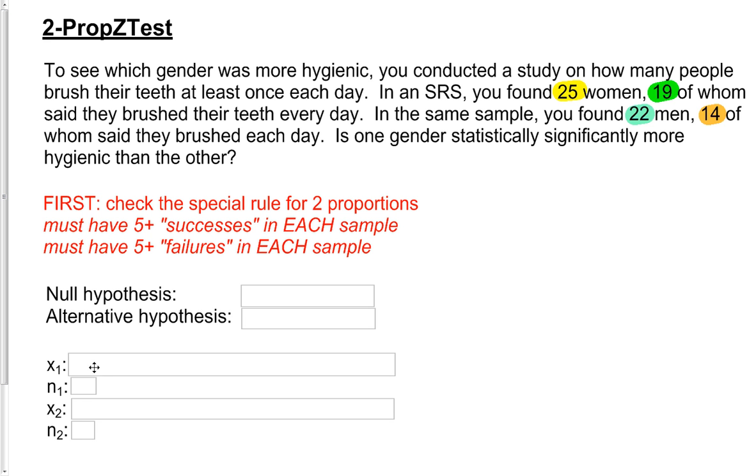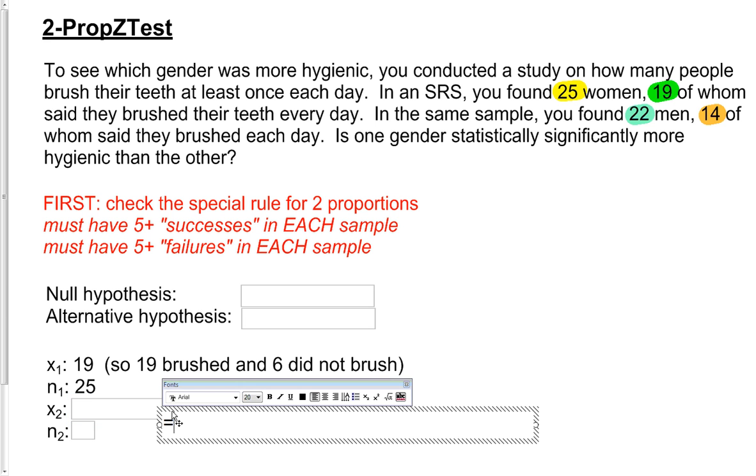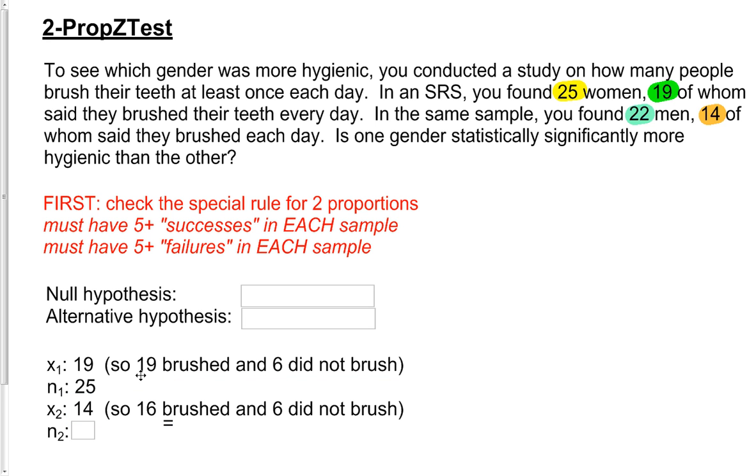Let's get our numbers down right away. Our x1, we're going to say is 19 of the women brush their teeth, which means that if n is equal to 25, 6 did not brush their teeth every day. In the group of men, we have 14 brush their teeth every day, and then 6 of them did not, which gets us to our total of 22 men in the sample. So we have these 4 numbers.